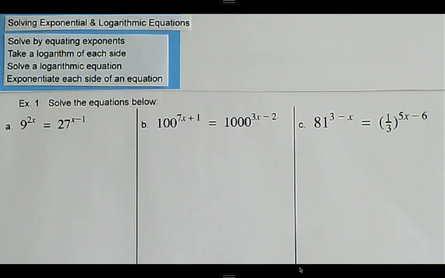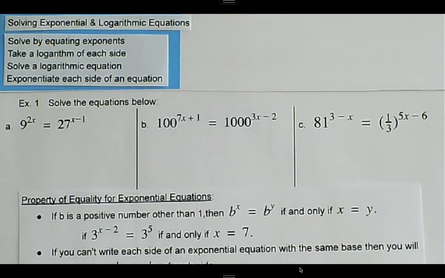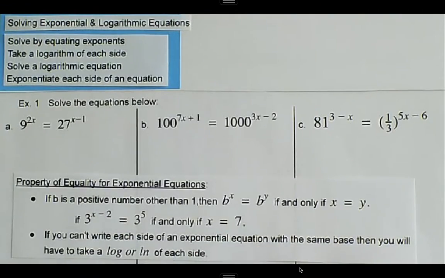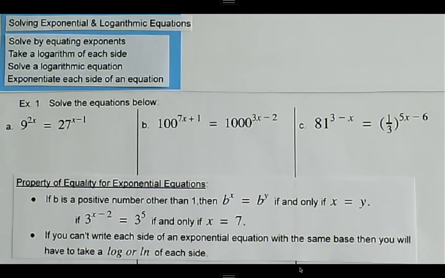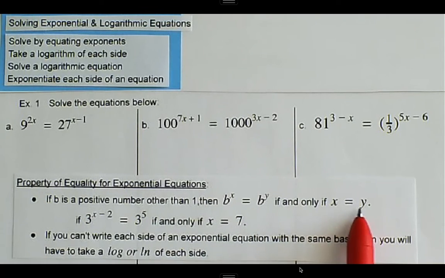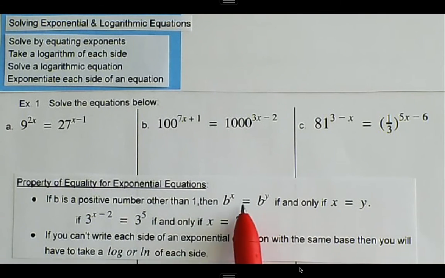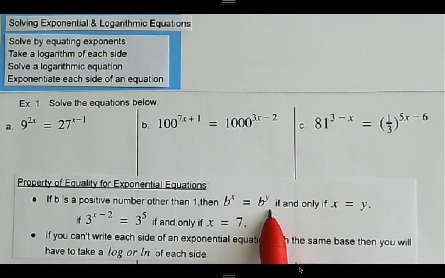We are talking about solving exponential and logarithmic equations. In this first example, we want to solve by equating exponents. The way that we can solve by equating exponents is we have to make sure that we have the same base. So right here we have b to the x is equal to b to the y if and only if x is equal to y. Well, in order for x to equal y, we have to have the same base.